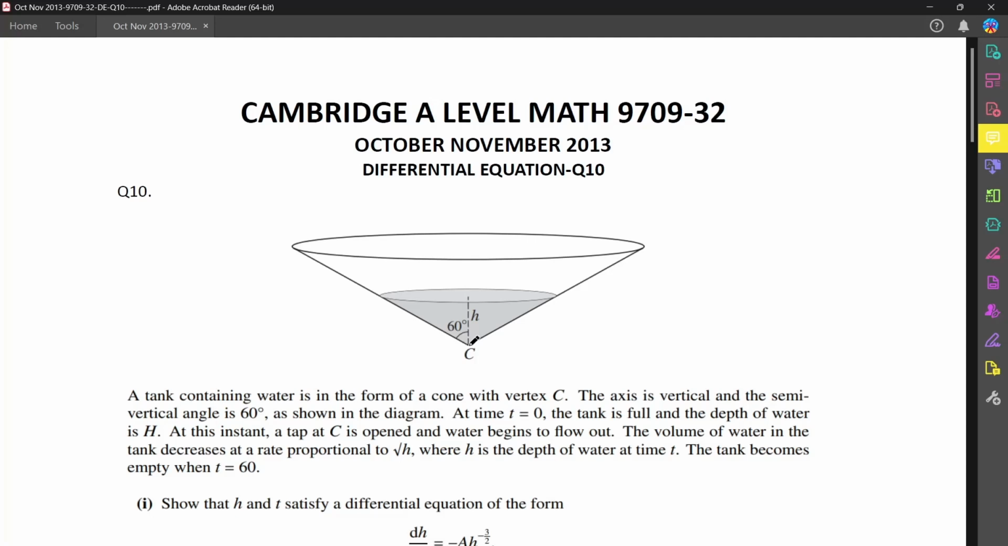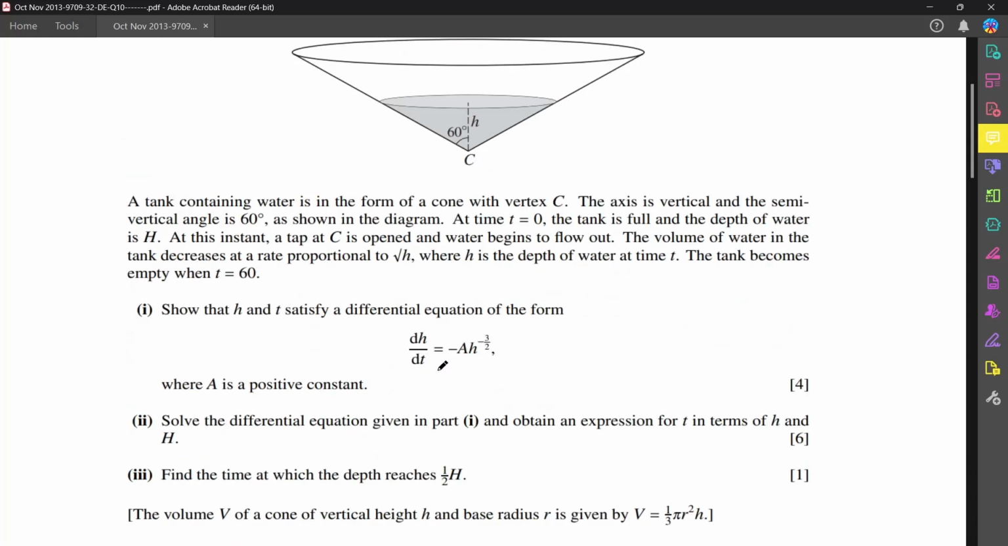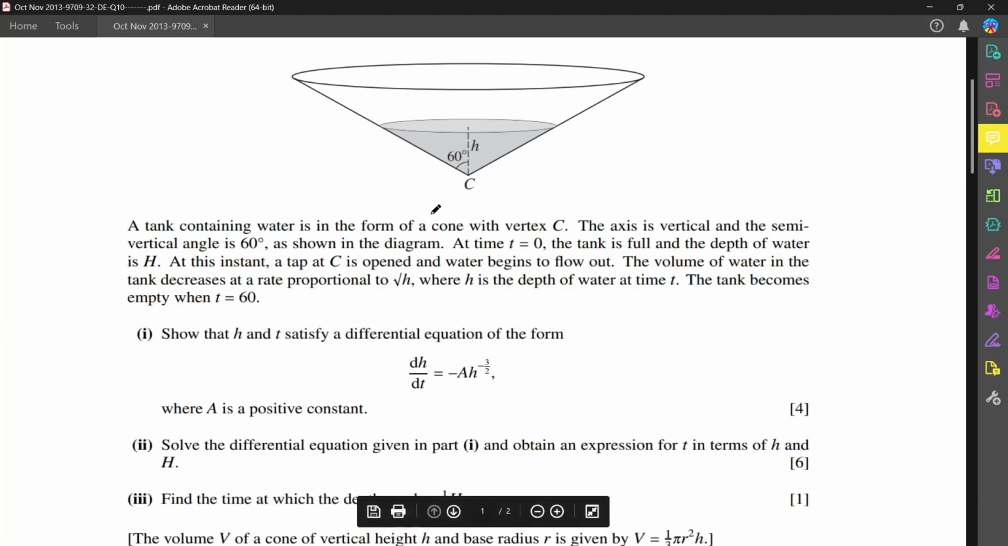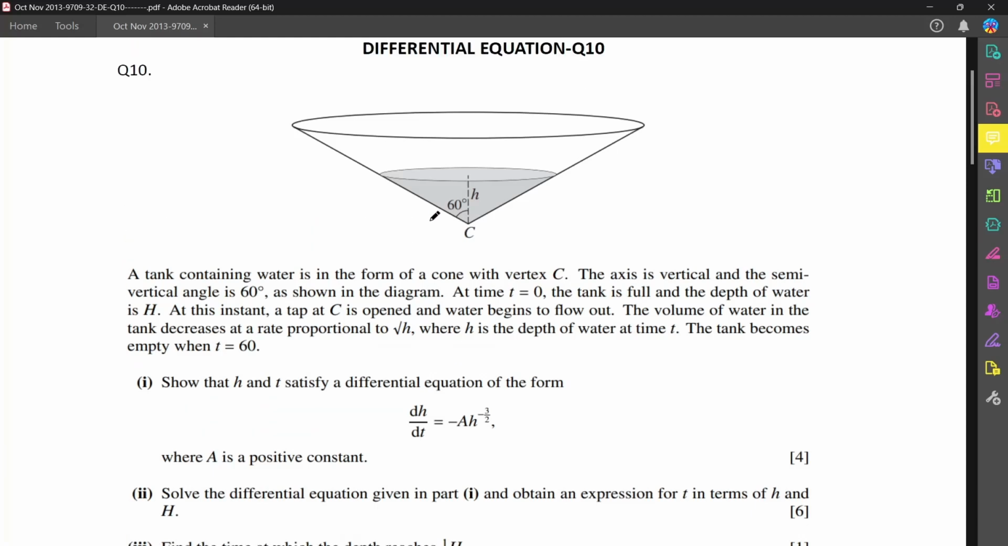Today I would like to discuss the solution for the differential equation question from the October-November 2013 paper, Cambridge A-Level Math 9709/32. So let's quickly get into the question. This is the question you're looking at. The whole question has a total of 11 marks, so we shouldn't take more than 11 minutes. So let's see.